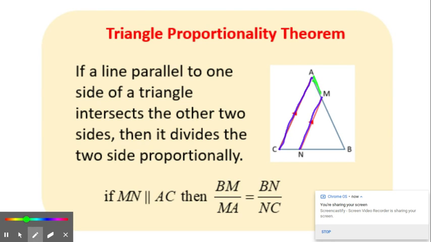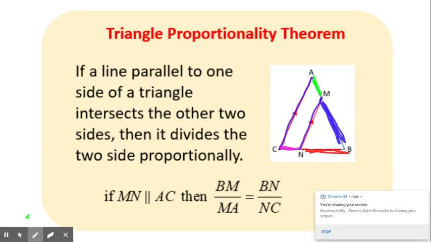So if we take a look at the four proportions, we have AM, MB. We also have BN down here. And finally, we have CN here. With all four of those parts that are created, we know that it sets up proportionally.